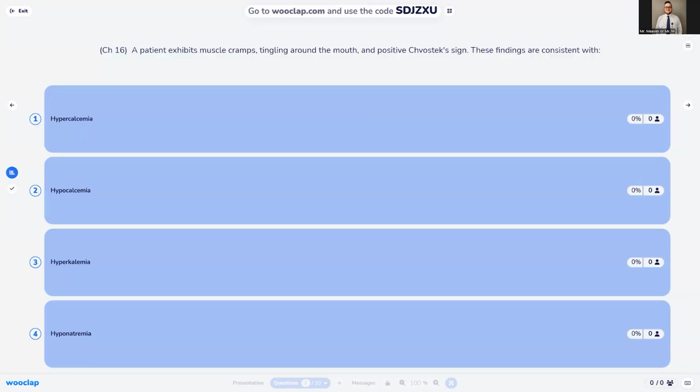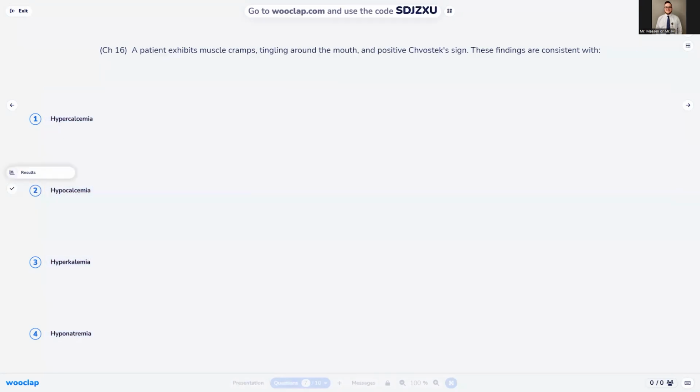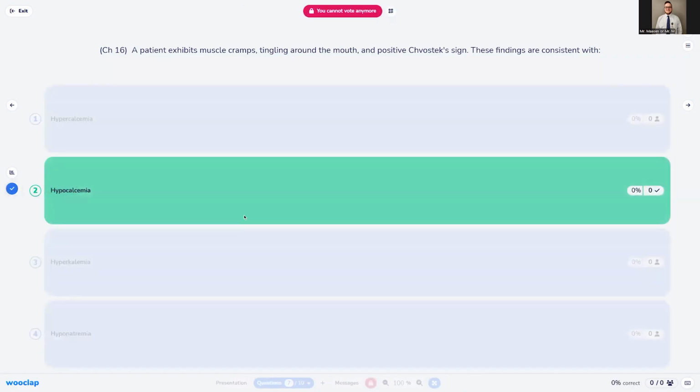So if a patient exhibits muscle cramps, has tingling around their mouth, positive Chvostek sign. So Chvostek sign is basically checking their tendon, and if their tendon locks up on their wrist and hand, that's Chvostek sign. So what do you think they're experiencing? Pause the video to answer. If you said hypocalcemia, you're correct. These are all signs of hypocalcemia.